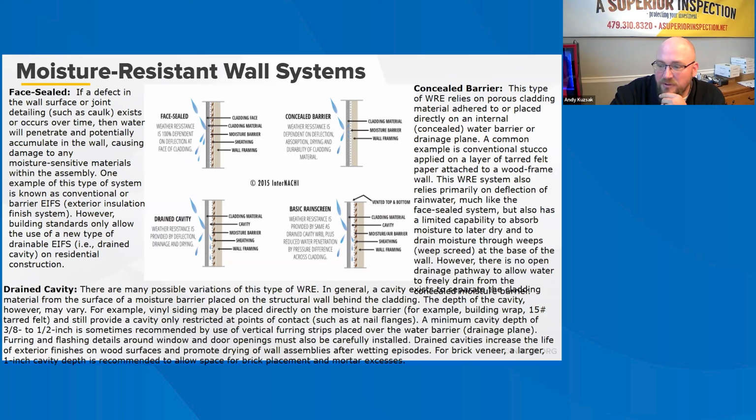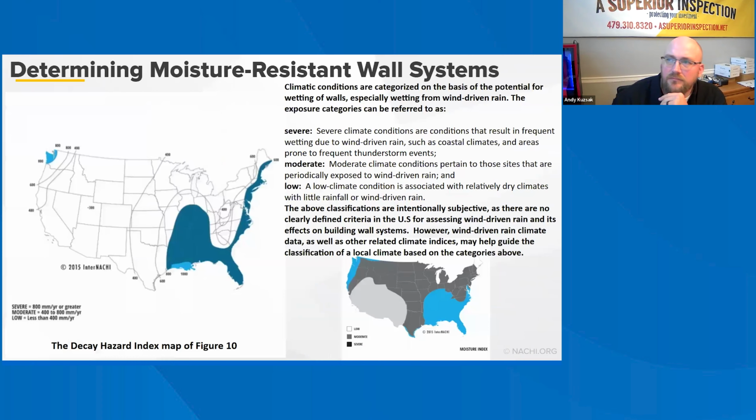Because many of the required components of a basic rain screen system are already present in a simple drained cavity wall system, drained cavity systems are generally considered a more practical alternative for typical applications. Site climate condition. In determining moisture-resistant walls, climate conditions are categorized on the basis of the potential for wetting of the walls, especially wetting from wind-driven rain. The exposure categories can be referred to as severe, moderate, or low.